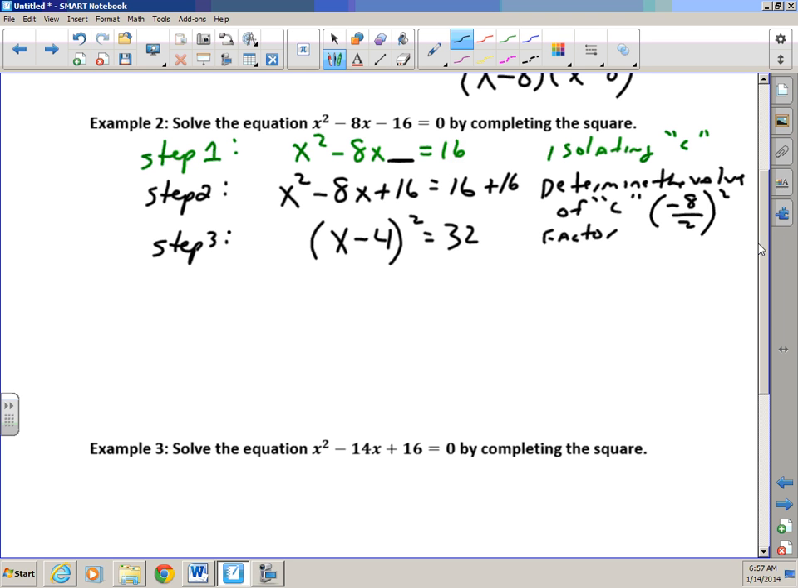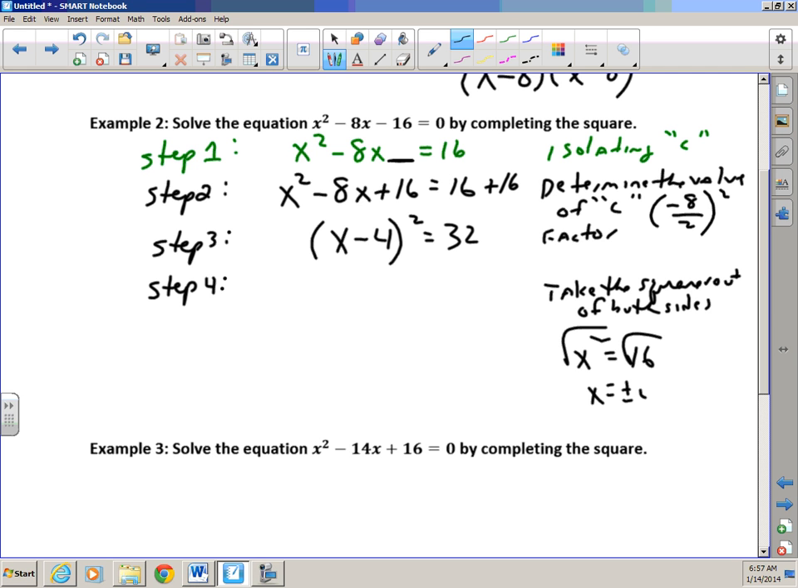Now, next step. Step 4. I'm going to take the square root of both sides. Remember, if I had a very simple equation of x squared equals 16, I could just take the square root of both to get x is plus or minus 4. Well, that's kind of what we're going to do here. Well, what's the square root of x minus 4 squared? Just x minus 4 equals plus or minus the square root of 32.